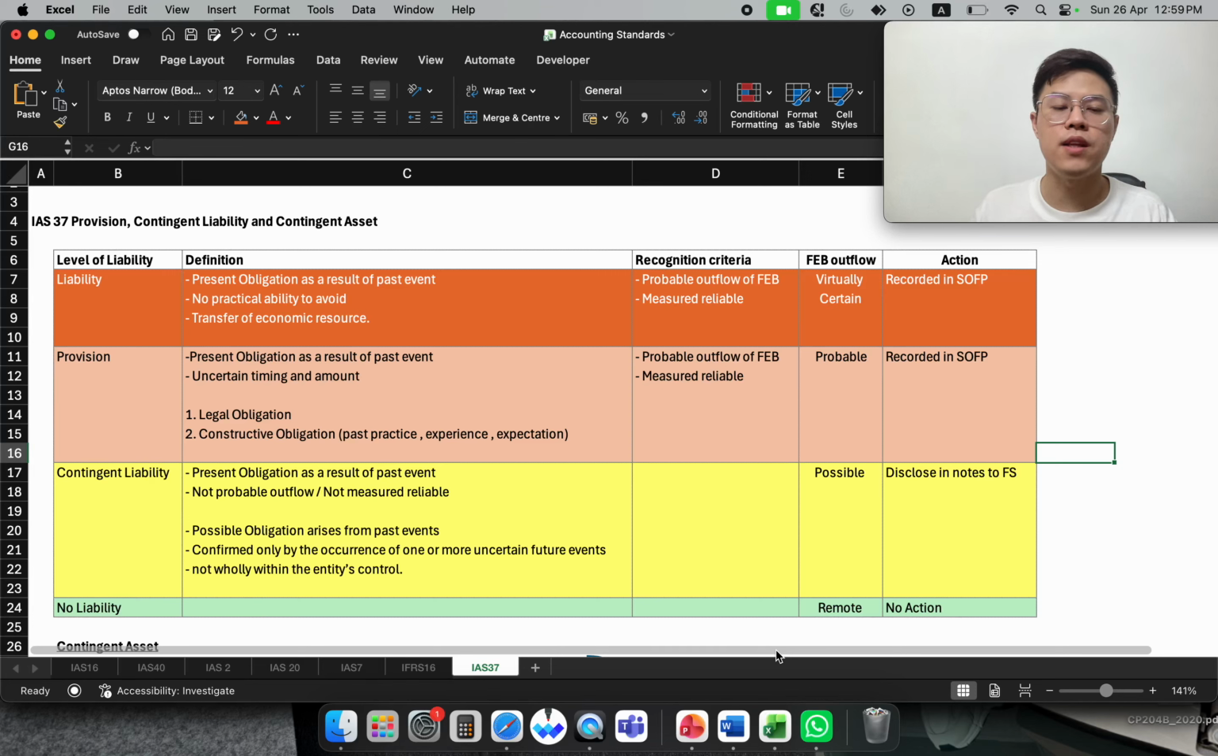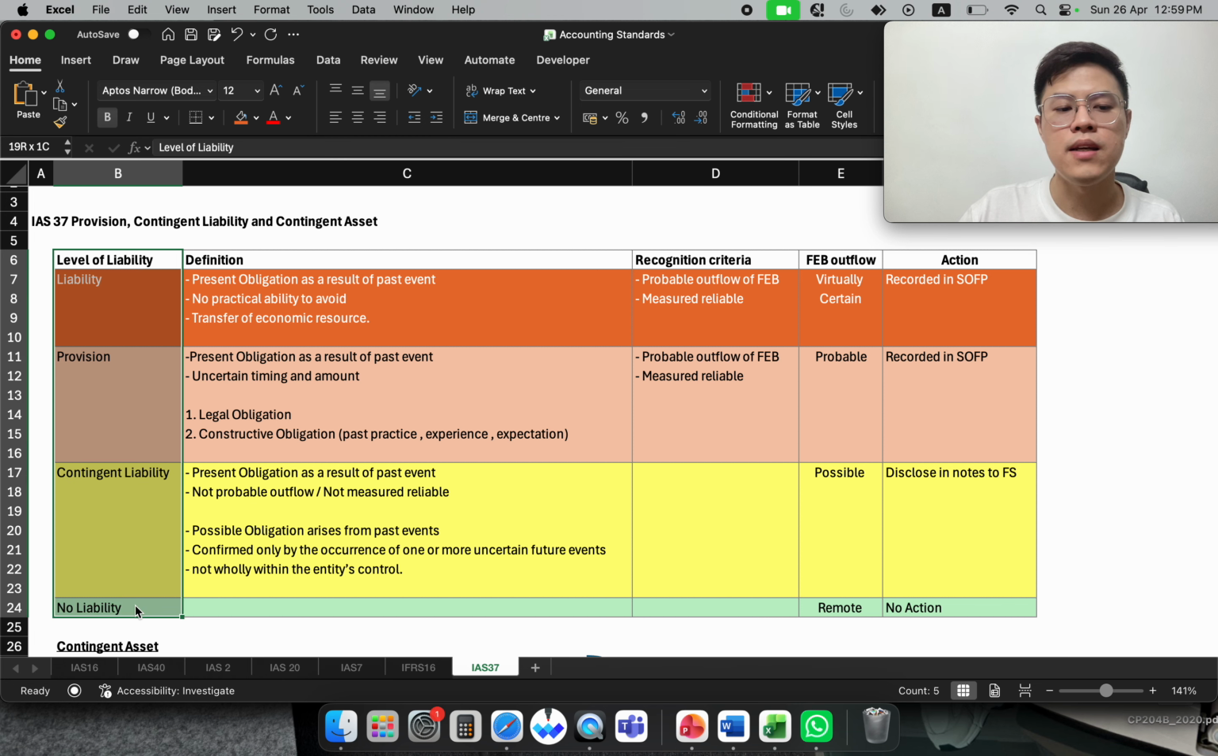37, provisions, contingent liability and contingent asset. Assuming now you have a liability and you do know you are required to pay money to other people, and you are not sure whether the likelihood of payment is high or low. So this particular level of liability is actually indicating the likelihood that you are going to pay the money. In the real world, with liability, there's a gray area.